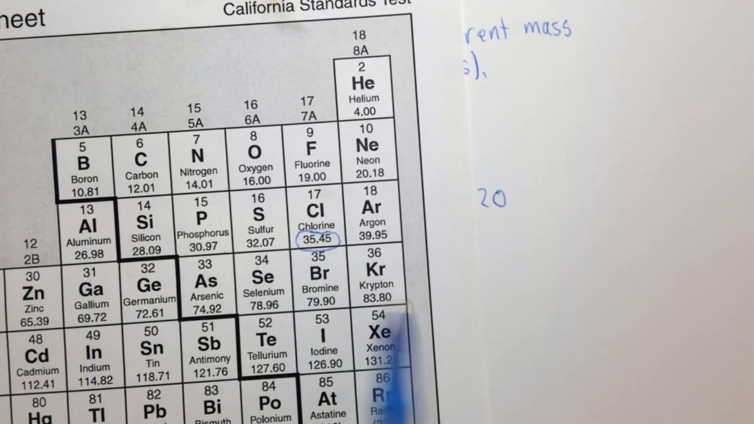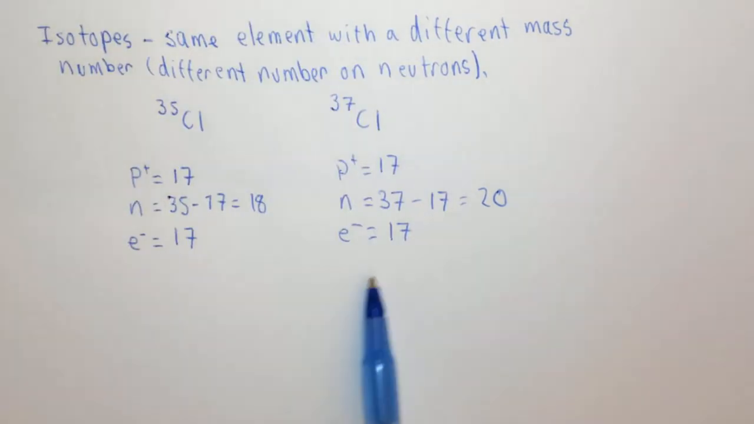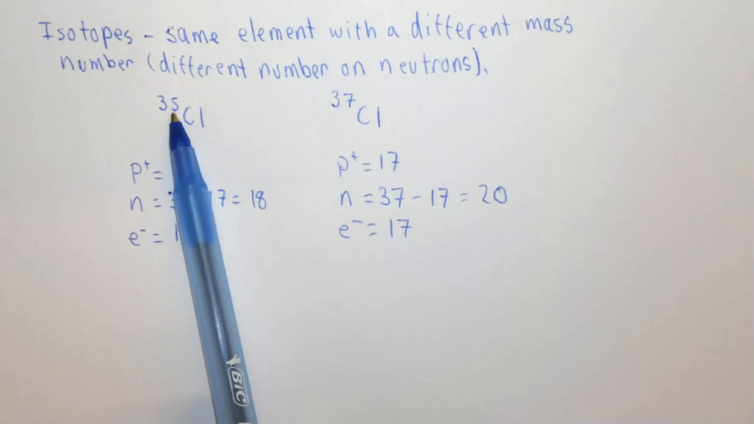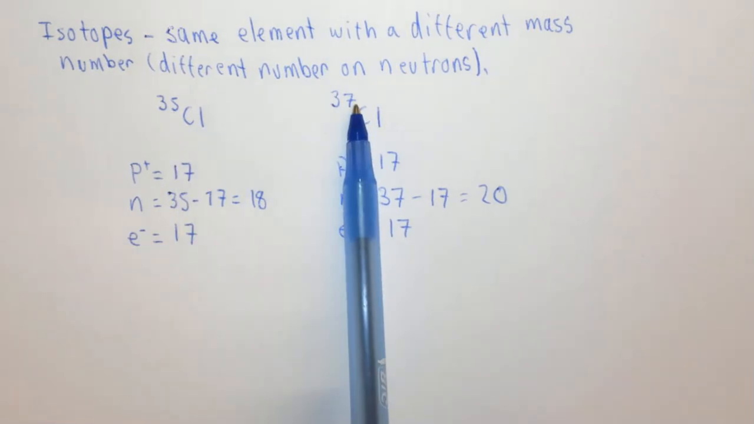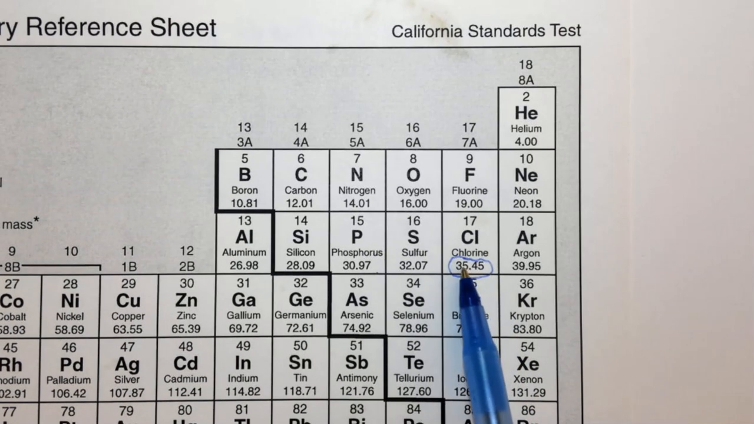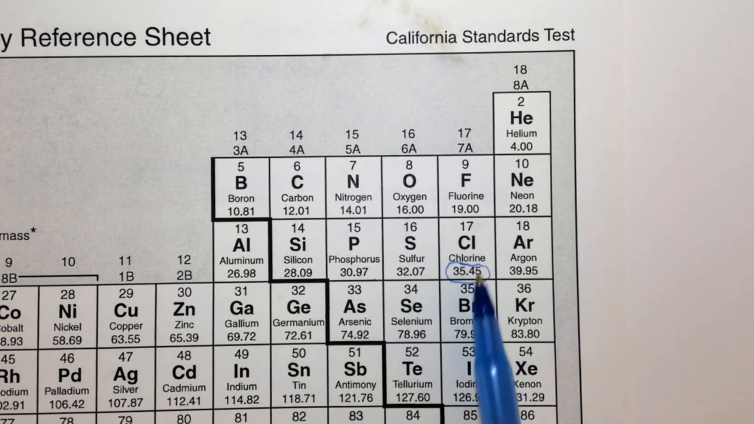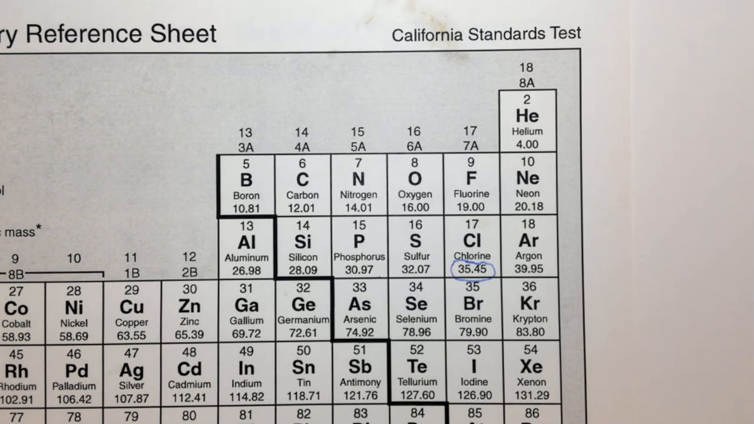So when you look at this, it's 35.45. If you look at this one, this is chlorine 35, and this is chlorine 37. Well, how do they have a mass of 35.45? It's because this is what's called a weighted average. And a weighted average is something that you as students are very familiar with.